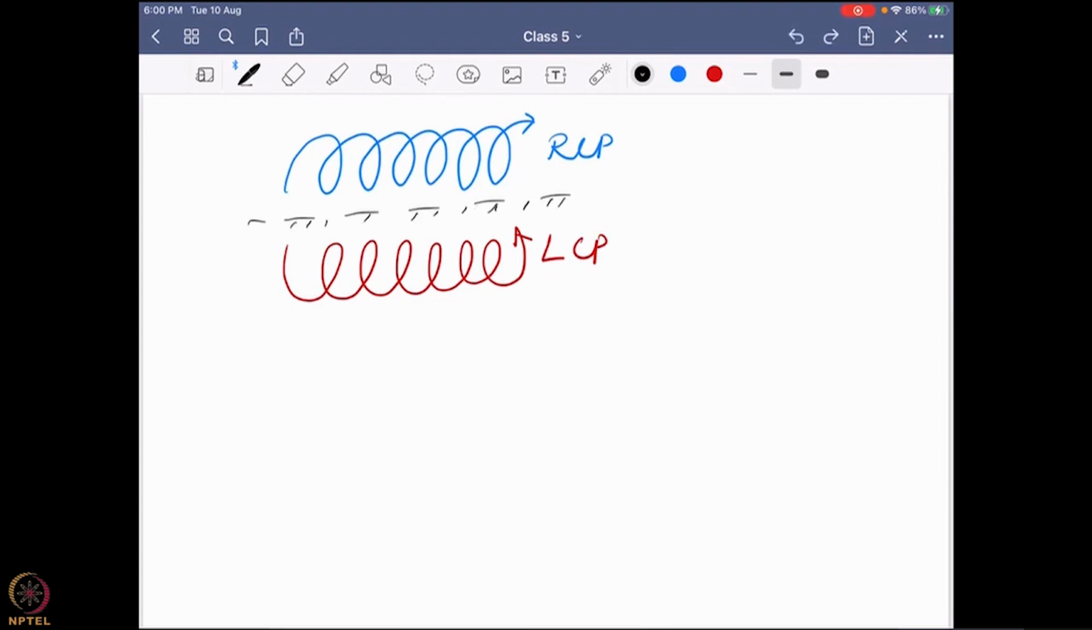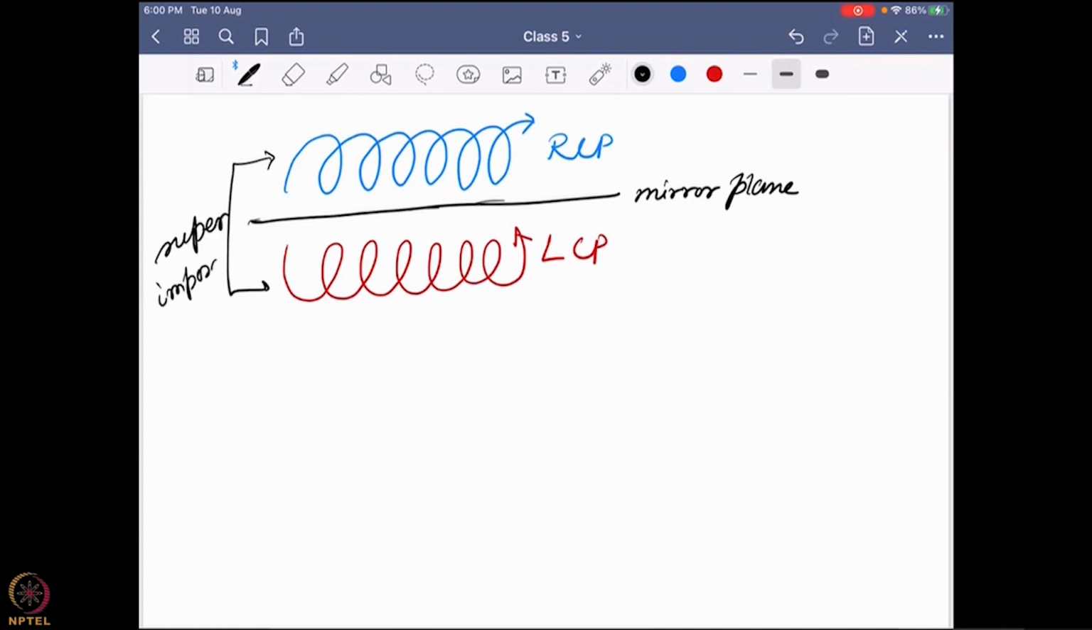And not only that, if there's a mirror plane over here, they're actually mirror images of each other, and they are actually not superimposable. They are not superimposable on each other. So that means they have some chirality in there. So this right hand circularly polarized light and left hand circularly polarized light has the chirality present in there. So when we talk about a plane polarized light, it already has this hidden chirality in it, in the form of RCP and LCP.